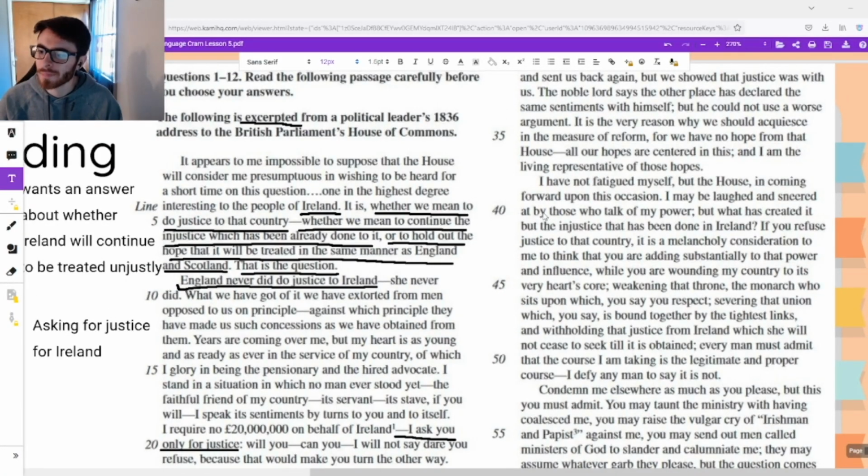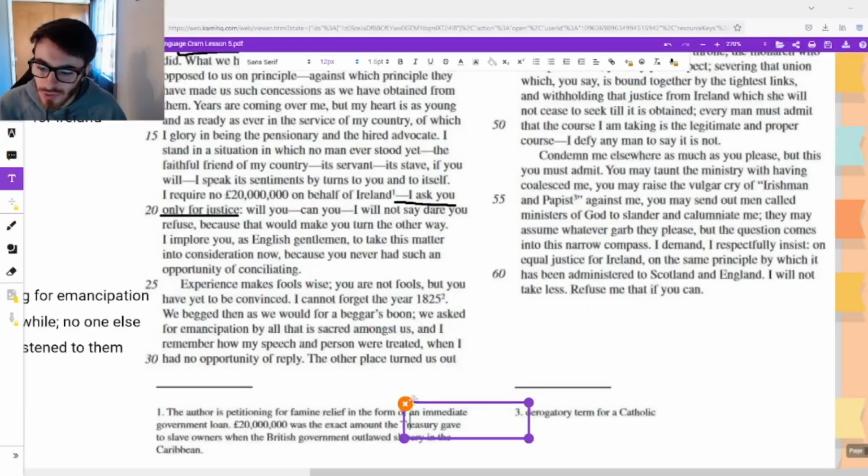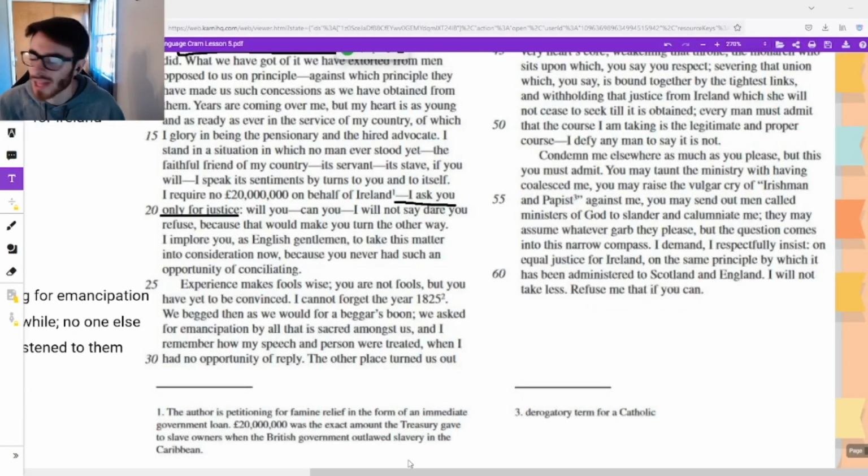If we look at the next one, and by the way, if what you wrote down, if your main point wasn't exactly the same, that's totally fine. As long as you're on the same track, right? As long as you're in the same area, you're good.